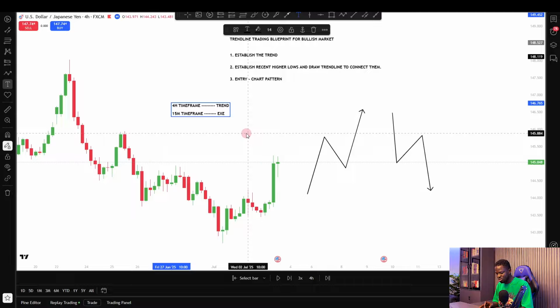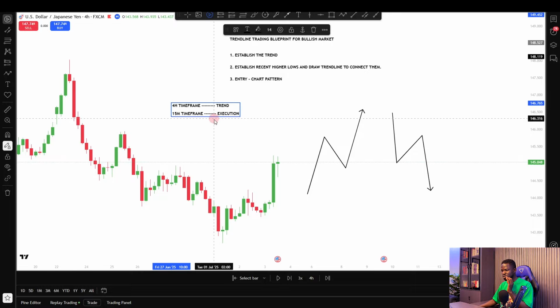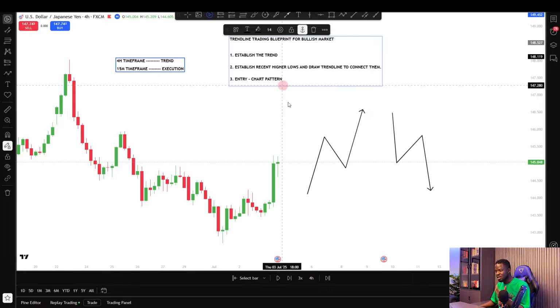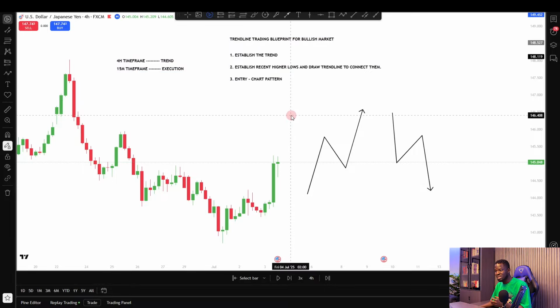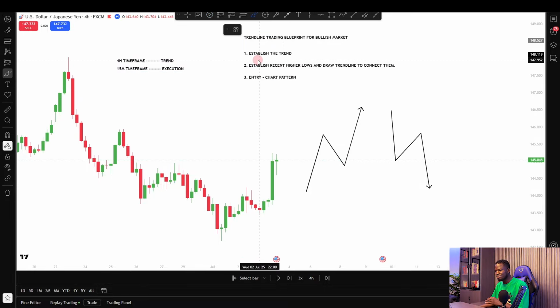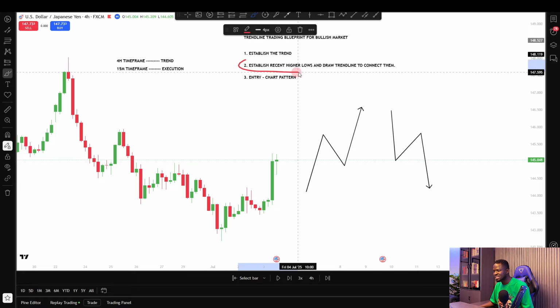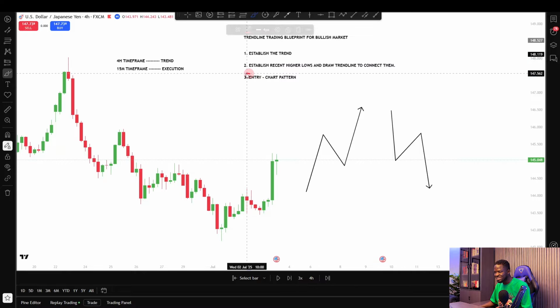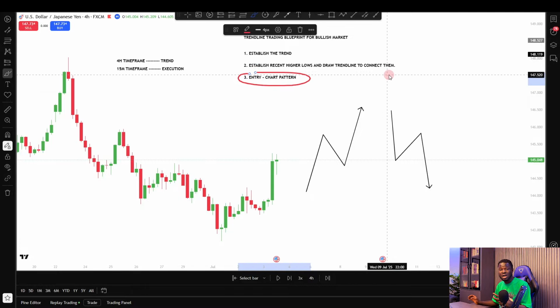for execution, right? So I'm going to walk you guys through it step by step so that you'll be able to understand this blueprint and how to use it to trade the trendline trading strategy. After establishing the trend on the 4 hours time frame, the next step is to establish the recent higher lows and draw the trend line to connect them, right? The third one is the entry, whereby we use a chart pattern for our execution on the 15 minutes time frame.